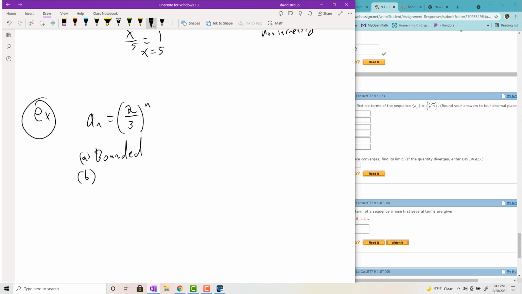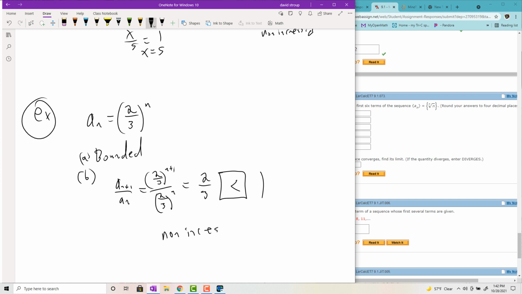Secondly, then, is it monotonic? So in this case, I'm going to look at the ratio of a sub n plus 1 all over a sub n and compare that to the number 1. Okay, so I'd have 2/3 to the n plus 1 all over 2/3 to the n, and that'll equal just 2/3, and clearly that is less than 1. So it's decreasing, in other words, non-increasing, and eventually, for n greater than or equal to 1. So definitely convergent.